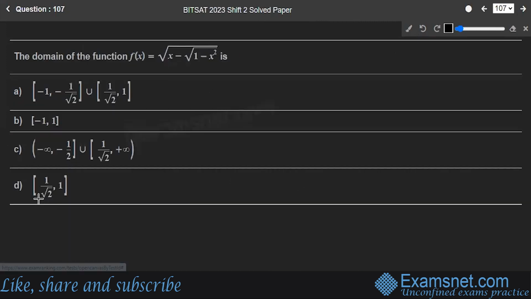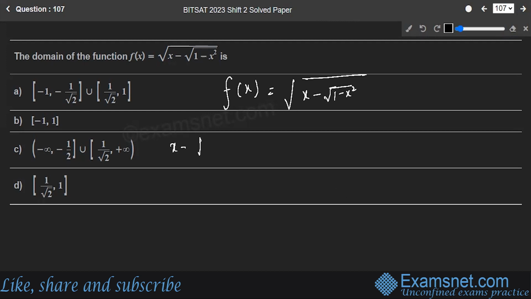Next, question number 107. So the domain of this function you have to find out. Let's write down the function. You have f(x) equal to root of this. Now, for this function to be defined, this cannot be negative. This should be greater than or equal to 0, or this gives you x greater than or equal to this, right?